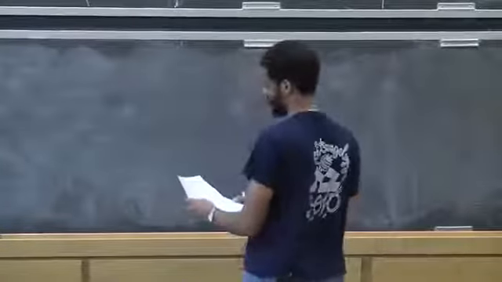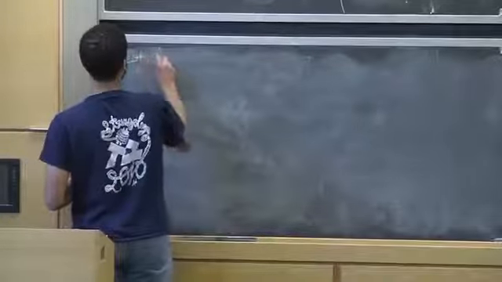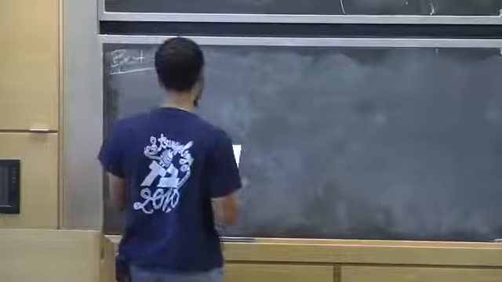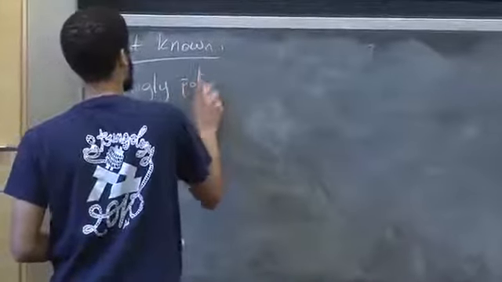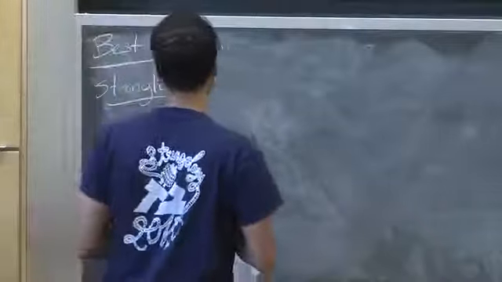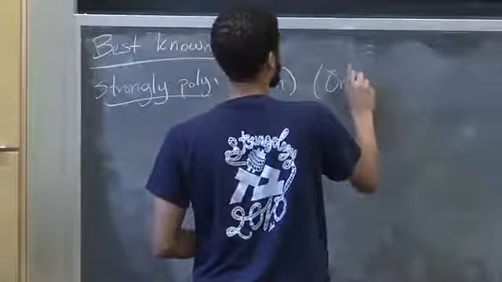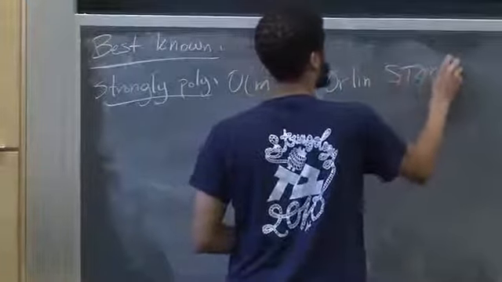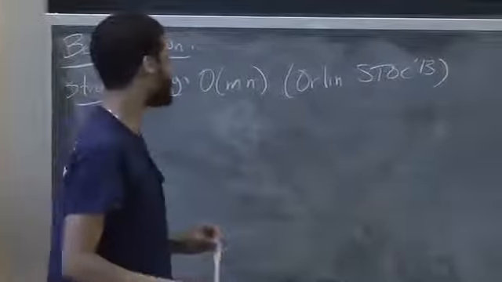Okay. So before I start covering some algorithms, I want to tell you what's currently known. So best known, and there have been some improvements recently, despite there not having been improvements for like 30 years beforehand. From the strongly polynomial point of view, the best known is O of mn time, and this is due to Orlin. This is in STOC 2013, so that's fairly recent.